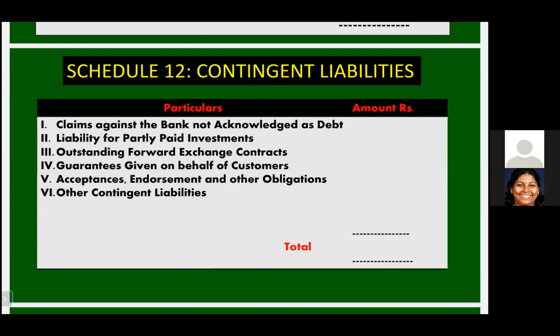Contingent liability means these liabilities may or may not arise in the future. That is why it is called contingent liabilities. These are the examples that will come under the category of contingent liabilities. Again, I remind you, this total will not be considered for totaling purposes. It will be shown as a footnote under the balance sheet.